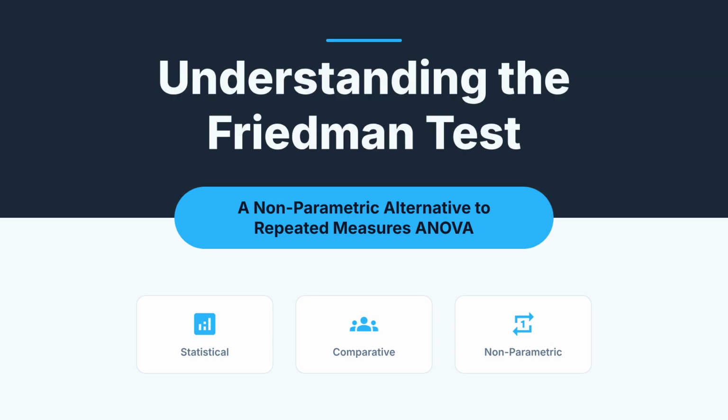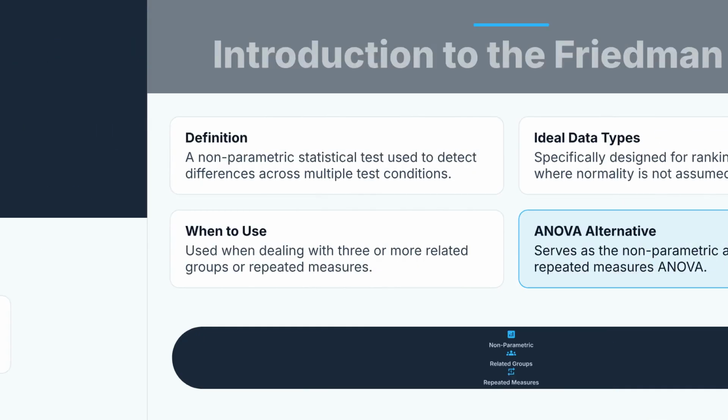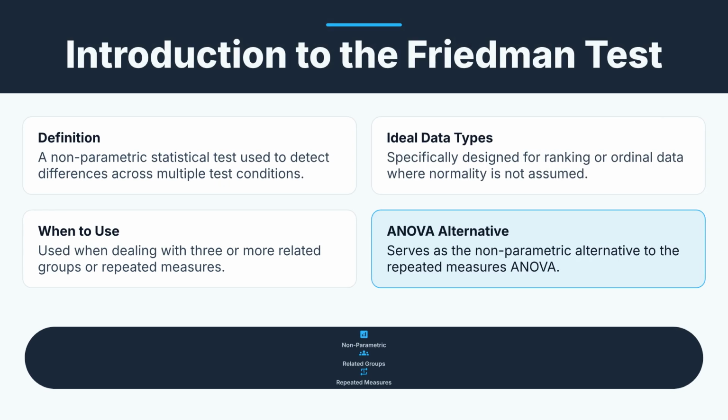Welcome everyone. Today we are going to explore the Friedman test, a powerful non-parametric statistical tool used when our data doesn't meet the strict assumptions of traditional ANOVA testing. If you are testing a single group of subjects multiple times, such as under 3 different conditions, and your data isn't normally distributed, the Friedman test is your go-to method.